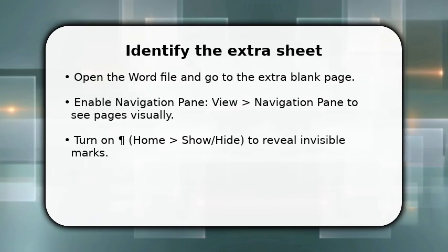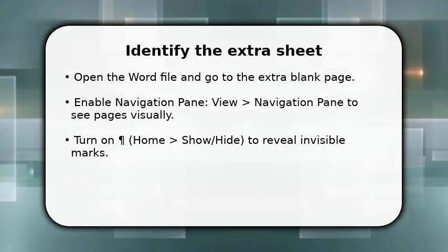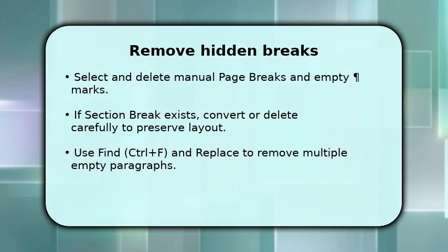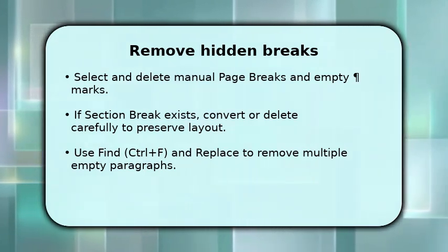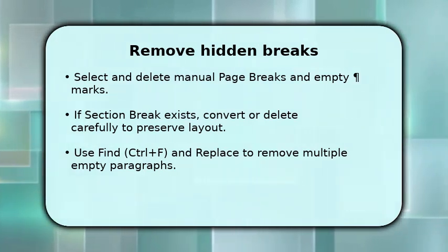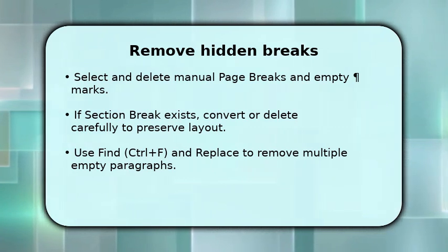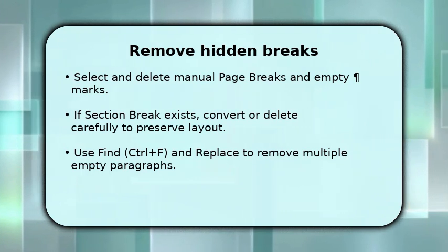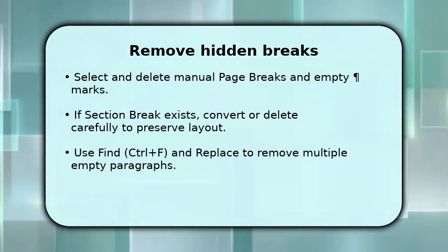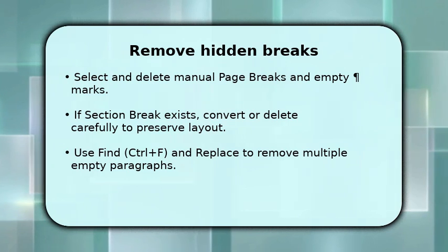Now you're ready to remove the visible cruft step by step. You'll now delete the hidden content that creates the extra sheet. First, click and drag to select any empty paragraph marks or a manual page break and press delete, short and decisive. If you find a section break, you must decide. Delete it to merge sections or change formatting so it's not forcing a page.